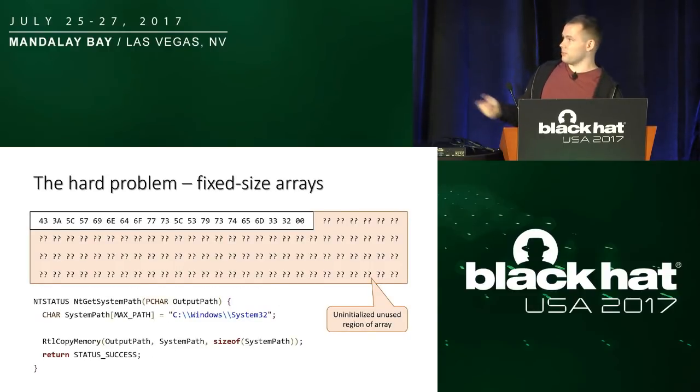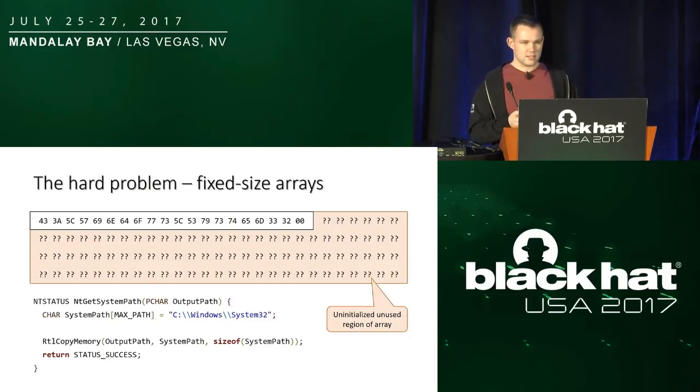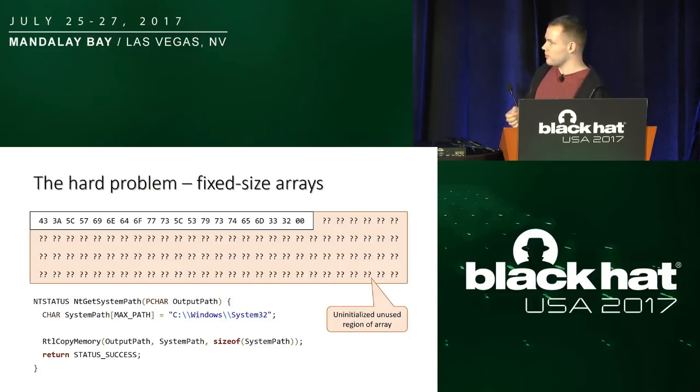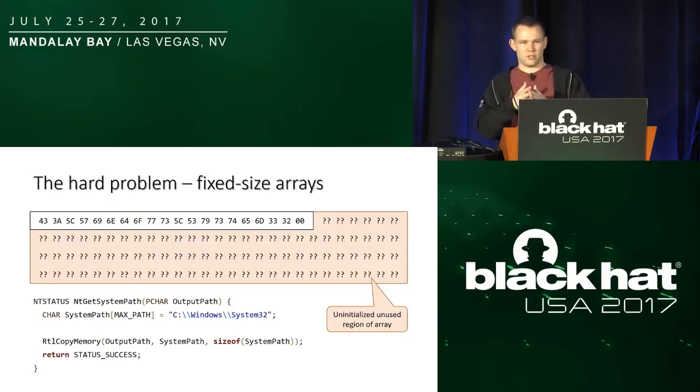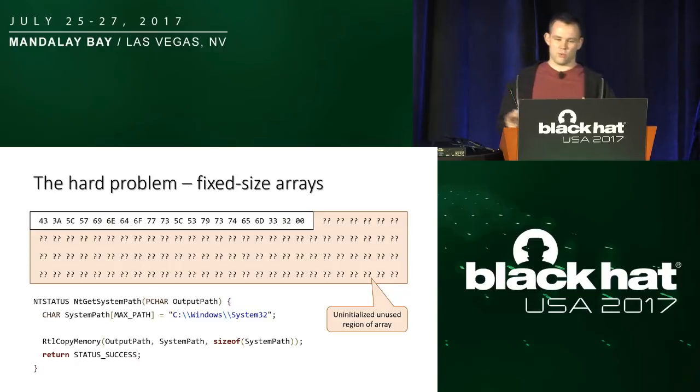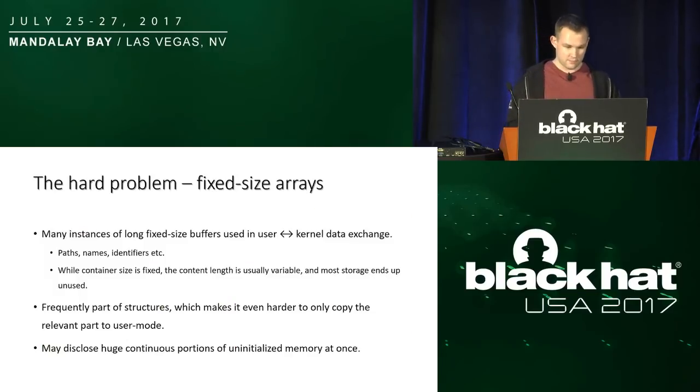Then we have another problem related to fixed size arrays. Here we have an example of a system call which returns a path to a file on the file system. As you can see, we have this huge array which is allocated on the stack, but it's only partially initialized with the relevant string that we want to return. But the kernel still returns the whole array with more than 200 uninitialized bytes inside.